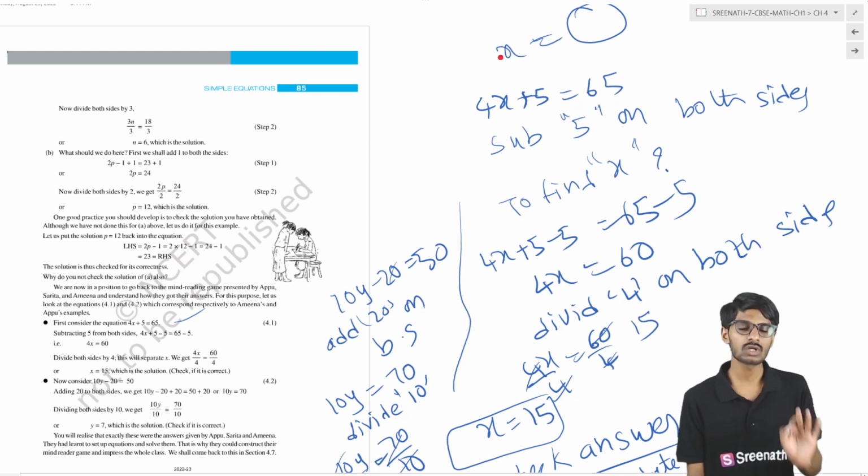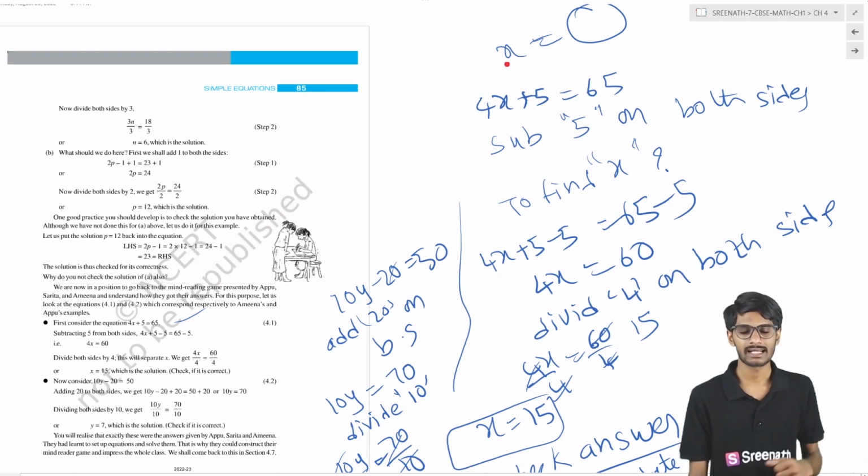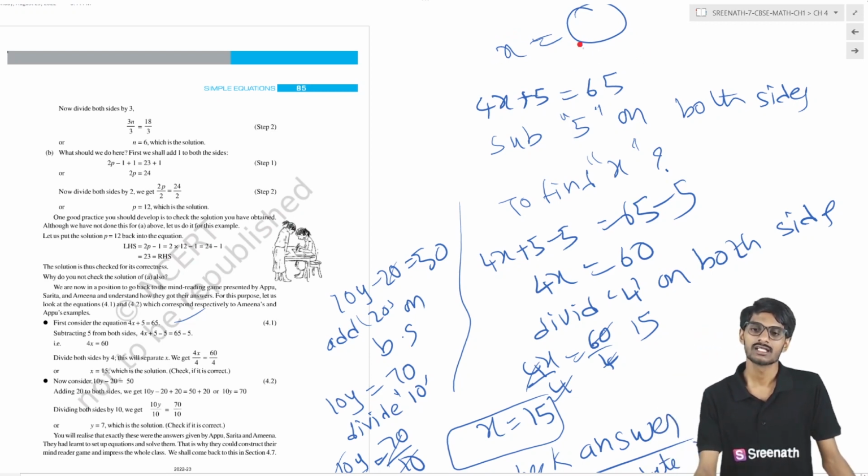If you have x only on the left hand side, then all the terms on the right hand side will equal the value of x. For that you have to solve by doing operations like that. You have to add the same thing or subtract something, or divide by the same thing or multiply by the same thing. Like that you have to take x only on one side, then you will get the answer.